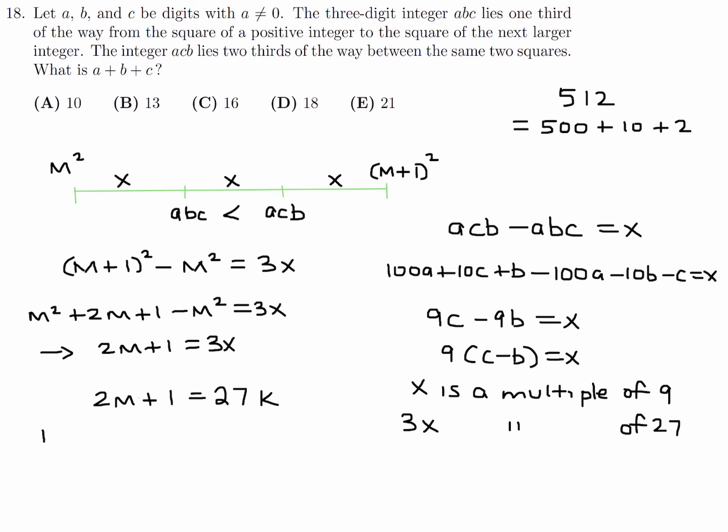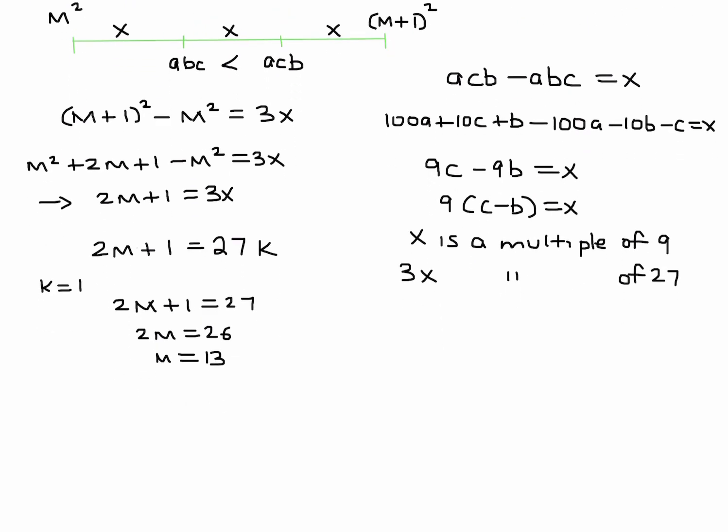So let's just start with k equals 1 and see what I get. If k is 1, that means 2m plus 1 is 27. And therefore 2m will be equal to 26, and m is 13. Okay, m is 13. I think that will be very helpful. Let's see if this works out. If m is 13, then 13 squared is 169. Let me reproduce that number line down here and see if everything matches up. If it doesn't, we can always try again with k equals 2.